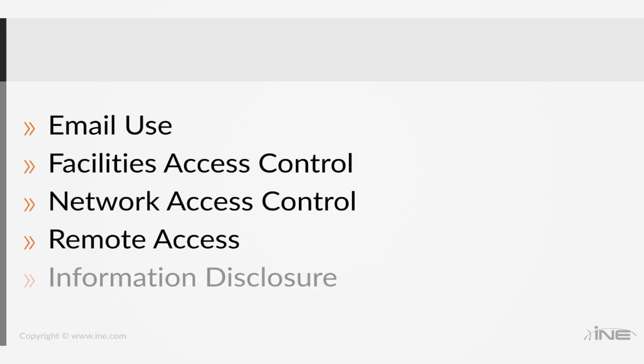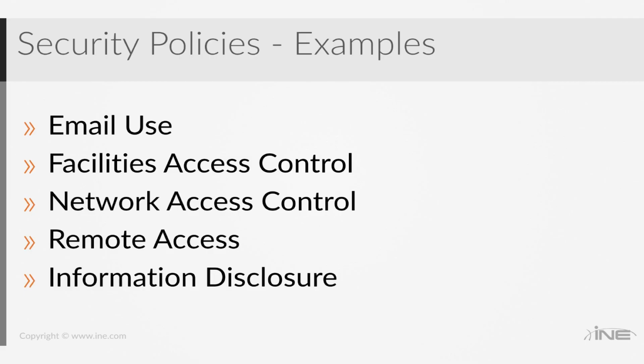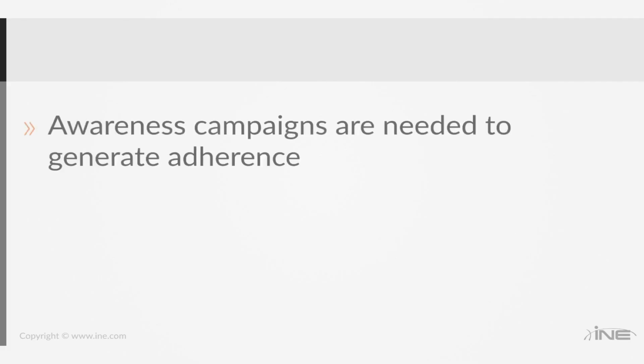Some examples of security policies that you might have seen in your work environment: the email use, for example, or the acceptable use security policy, the facilities access control, where things like badge or two-factor authentication for access are defined, right? The network access control, the remote access, the information disclosure policy, right? So these are some examples of typical security policies within the enterprise.